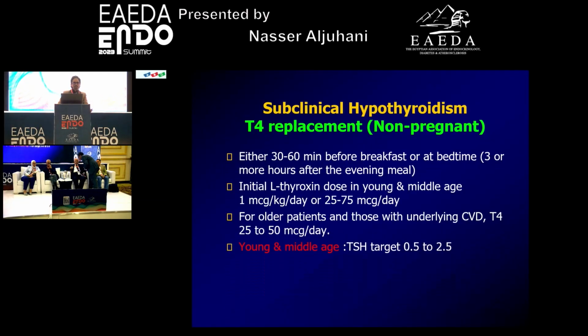This is a replacement of 1 microgram per kg, and you keep TSH from 0.5 to 2.5. Above the age of 70, you keep TSH from 3 to 6.